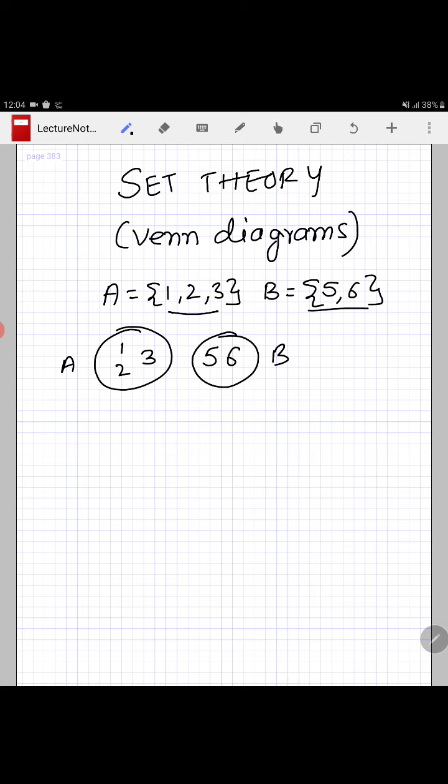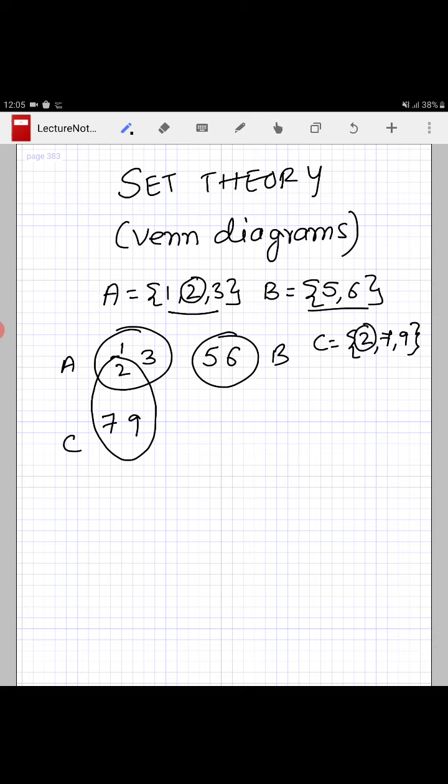and call it B. Supposing I have a third set C which contains the elements, let us say 2, 7, and 9. Now this 2 is already there in A, so it means I can draw the set C like this. So this indicates that the number 2 belongs to both groups A and C. 7 and 9 belong only to C. 1 and 3 belong only to A. And 5 and 6 exclusively belong to B.